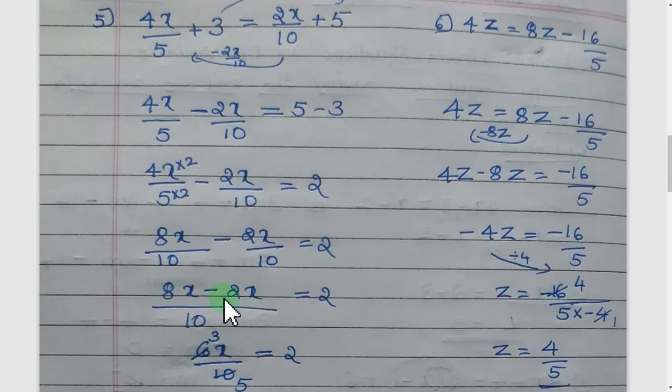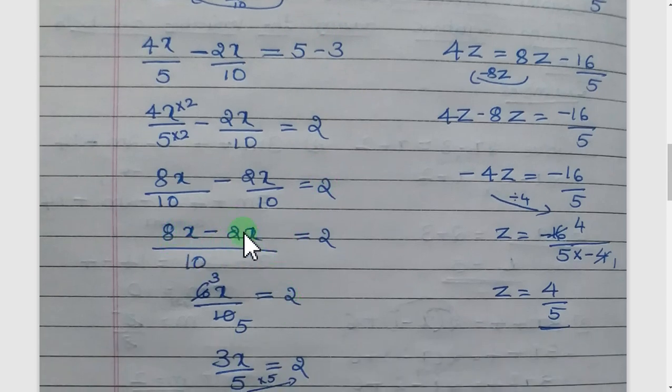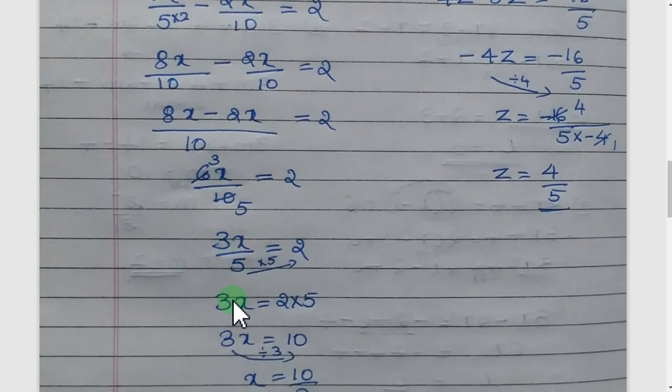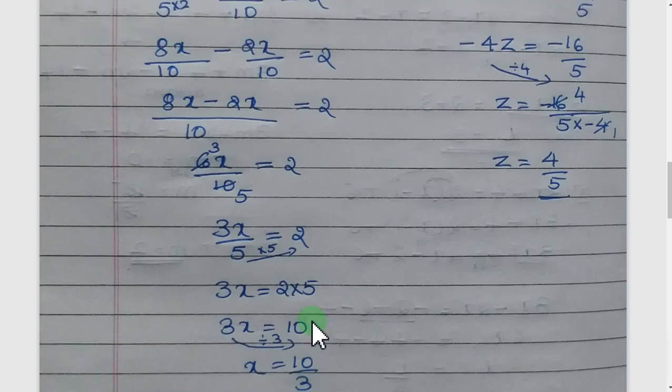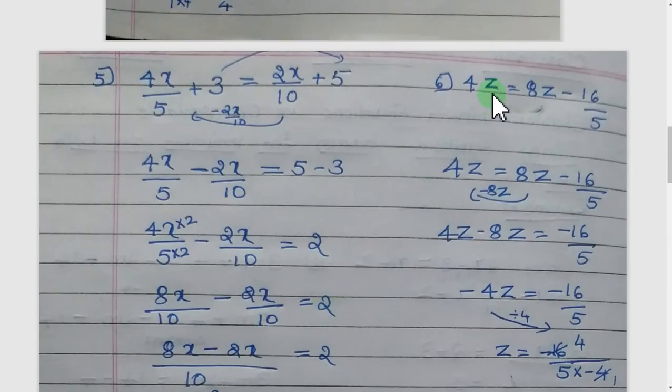Here 8x minus 2x by 10 is equal to 2. 8x minus 2x is 6x by 10 is equal to 2. Here if it is possible, we can simplify. 2 is a factor for 6 and 10. 2 threes are 6, 2 fives are 10. Remaining is 3x by 5 is equal to 2. 5 you take to the other side. 3x is equal to 2 into 5. 3x is equal to 10. x is equal to, take 3 to the other side, becomes division, 10 by 3. Here division is not possible. Keep it as a fraction only.